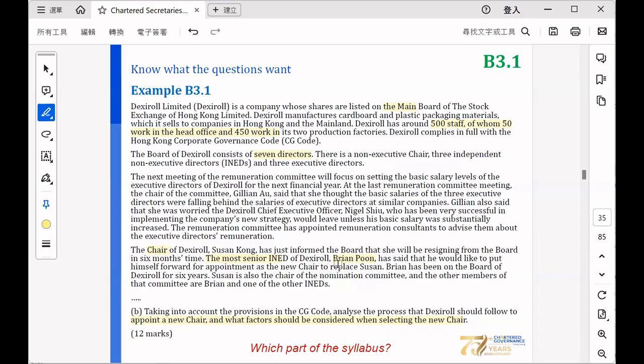So if we do not select Brian Poon, then we may need to search for another one, and there's a period. We'll still have 6 months before Susan leaves the company. So we still have some time to select the appropriate candidates.